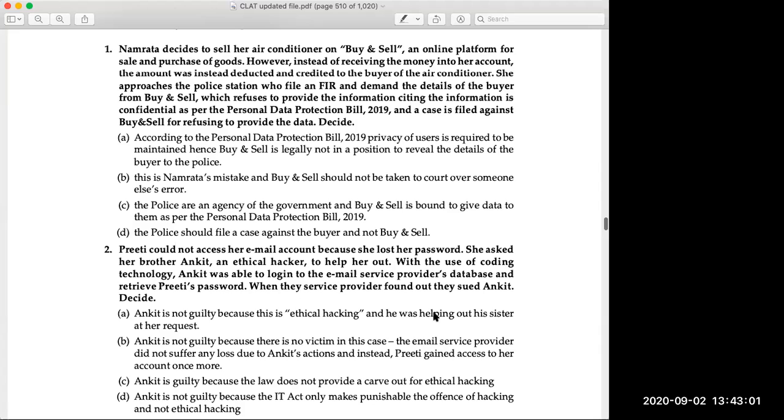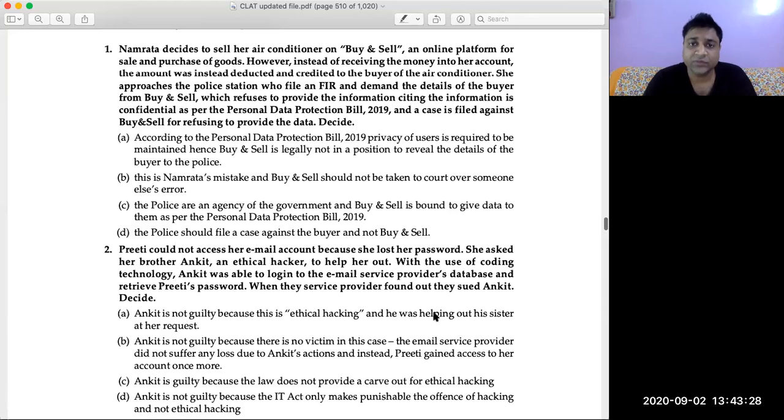The police are an agency of the government, and Buy and Sell is bound to give data as per the Personal Data Protection Bill 2019. In the last paragraph of the passage, it said that the government, or any agency of the government, can receive data from third-party platforms. So that is why.